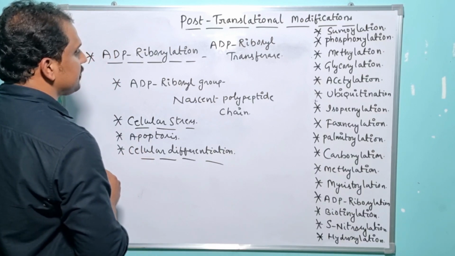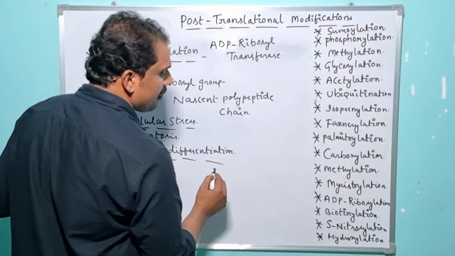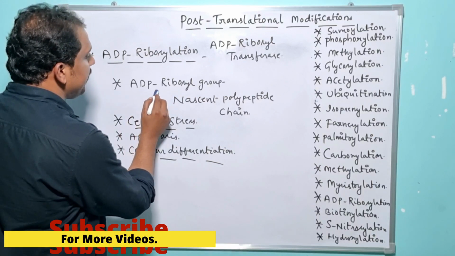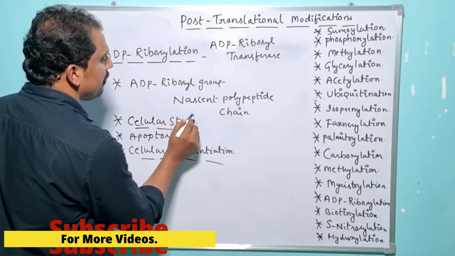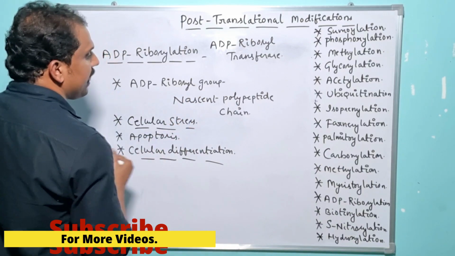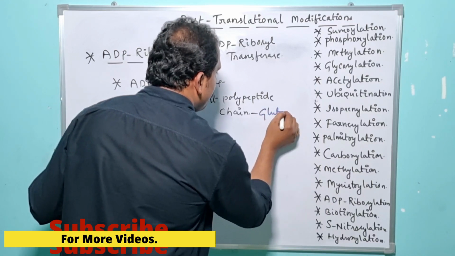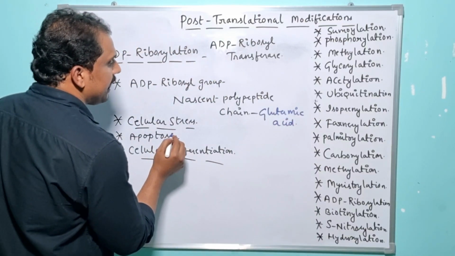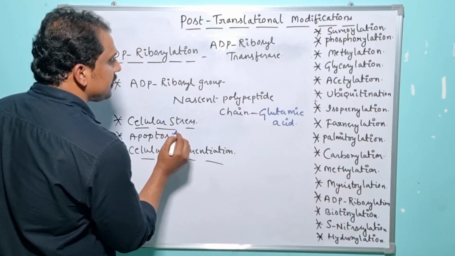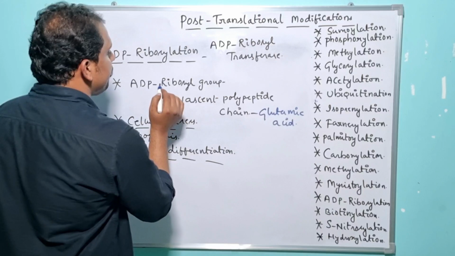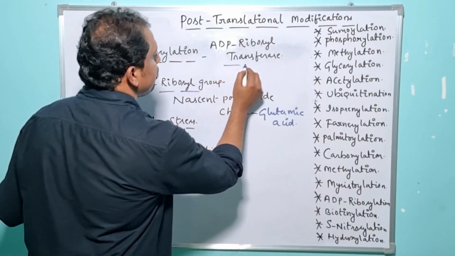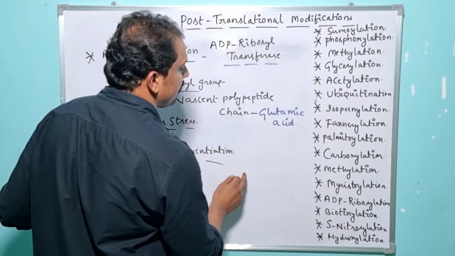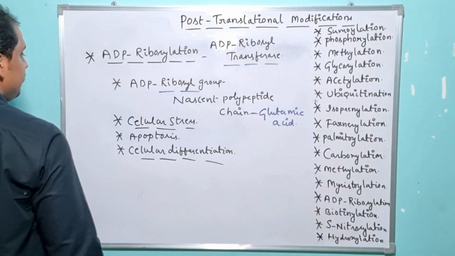And the next specialized post-translational modification is nothing but biotinylation. Here I need to mention one thing: the ADP ribosyl group gets successfully recruited to the nascent polypeptide chain which possesses glutamic acid. To the glutamic acid present at the N-terminus of the newly synthesized polypeptide chain, the ADP ribosyl group gets successfully recruited by taking the advantage of an enzyme known as ADP ribosyl transferase. So this is about ADP ribosylation. And the next specialized post-translational modification is nothing but biotinylation. What is it? Biotinylation.